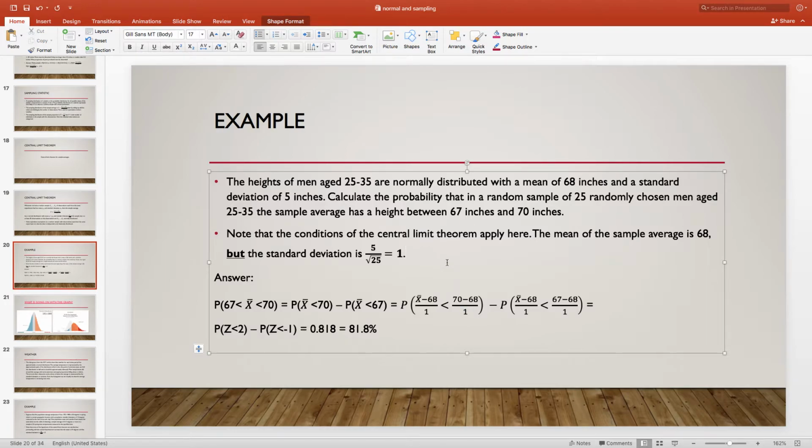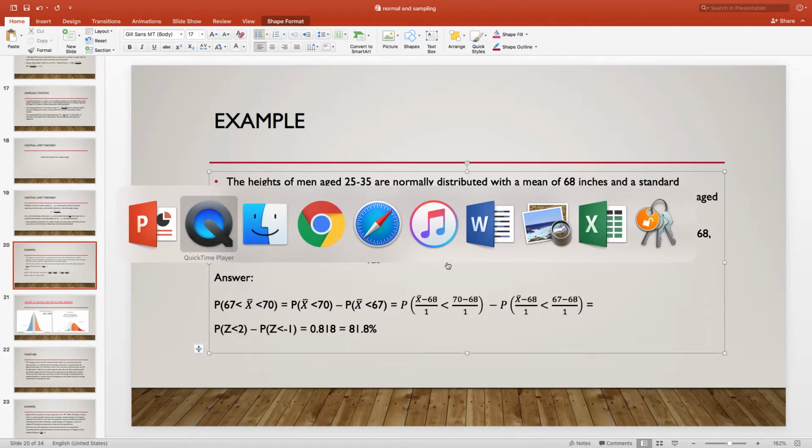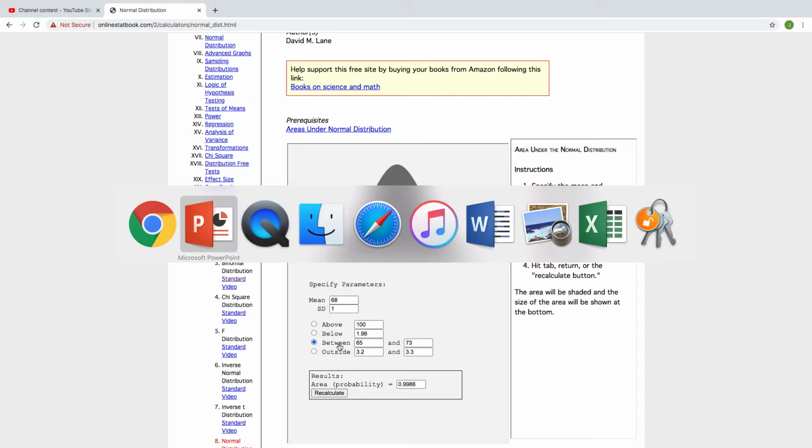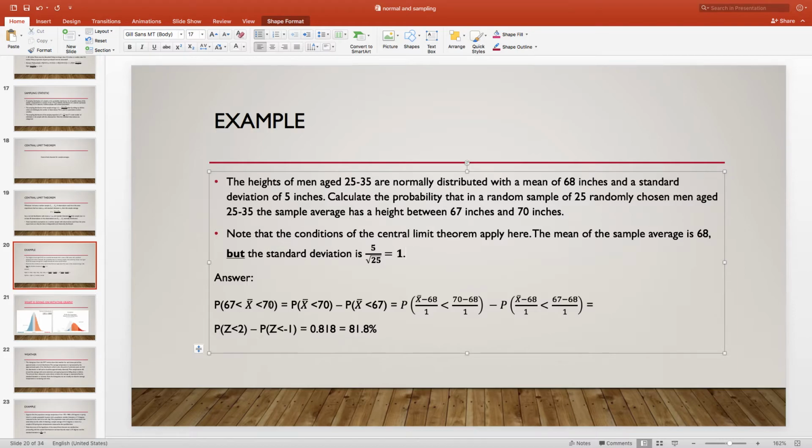Now I could use a calculator if you'd like. Here's the normal distribution calculator. The mean is 68 inches, the standard deviation is 1, and I want to calculate the probability that it's between 67 and 70.